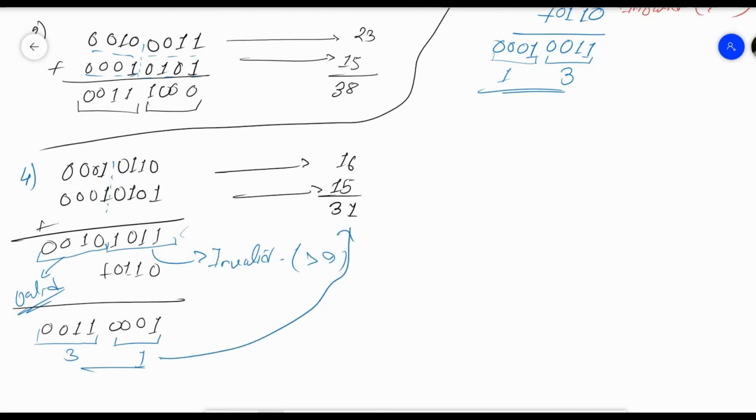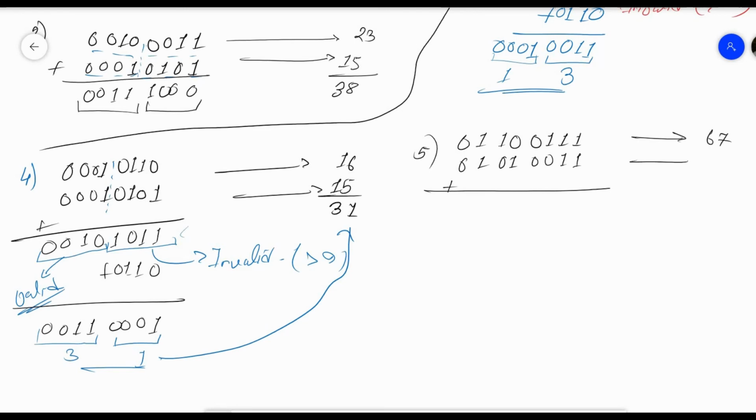Now we'll move on to our last example, which will be a bit more different. Now we'll add 01100111 with 01010011. So the corresponding values are 67 plus 53, which is in total 120.